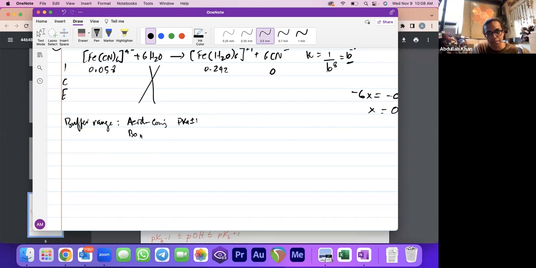And if it's a base with its conjugate, then, hold on, the pH buffer range is pKa plus or minus 1. And in the base conjugate case, it's pOH equals pKb plus or minus 1. So basically, if you don't stray away too far from the pKa value, then you're still in a good range. That's all it's saying.